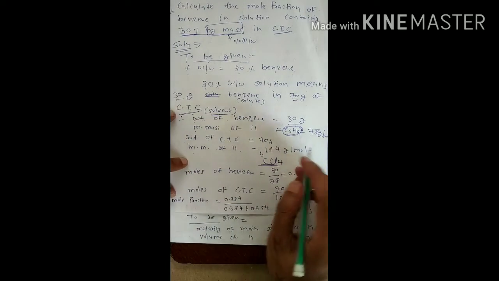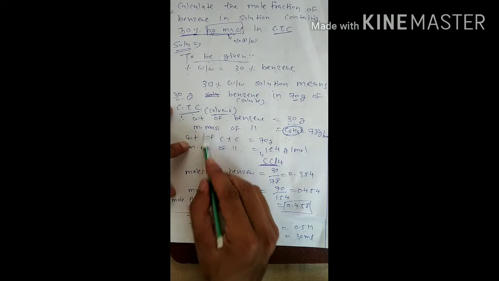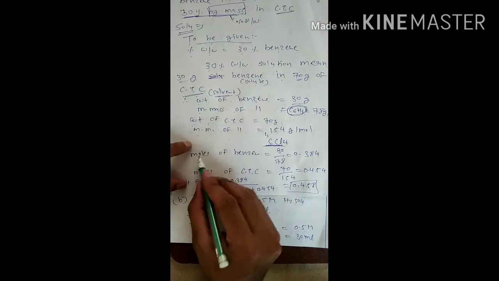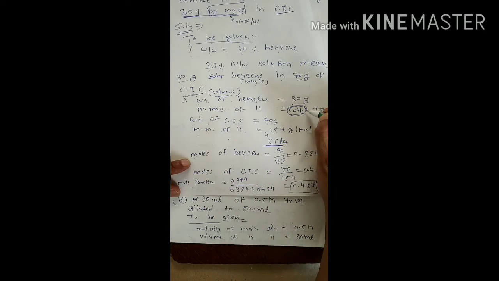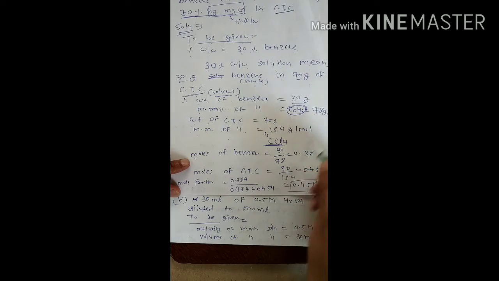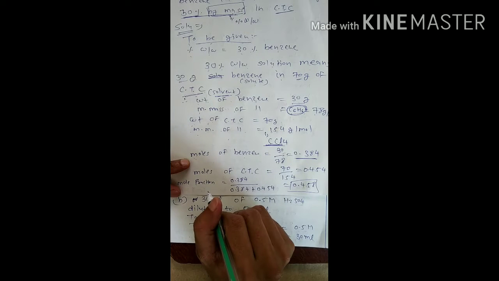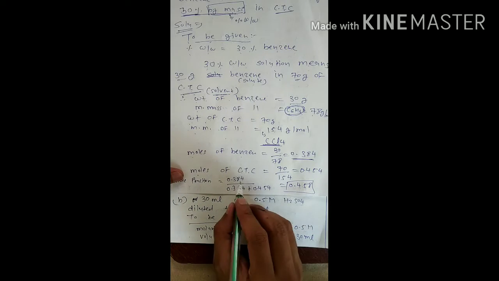So what we have here, the weight of both is given, the molecular mass of both is given. So first of all, to calculate moles of benzene, given mass upon molecular mass. Given mass is 30 grams here. Molecular mass we found out 78. So how many moles will we get? 0.384.